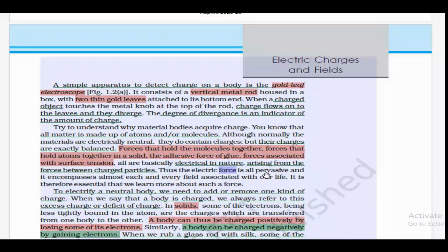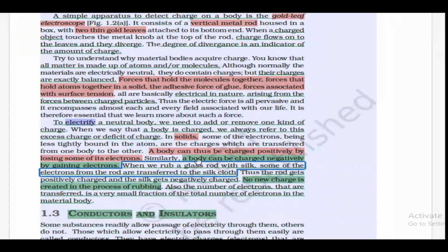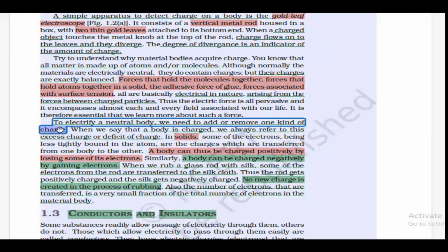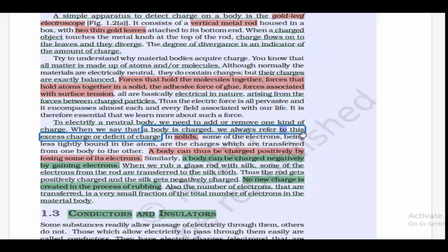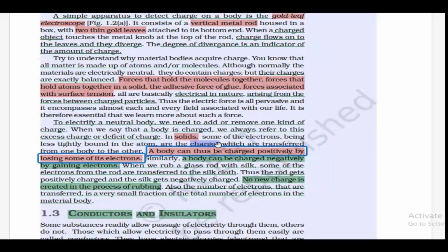Thus the electric force is all-pervasive and it encompasses almost each and every field associated with our life. It is therefore essential that we learn more about such a force. To electrify a neutral body, we need to add or remove one kind of charge. When we say that a body is charged, we always refer to this excess charge or deficit of charge. In solids, some of the electrons, being less tightly bound in the atom, are the charges which are transferred from one body to the other.